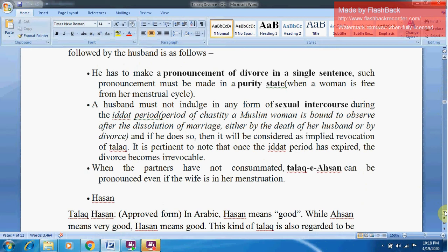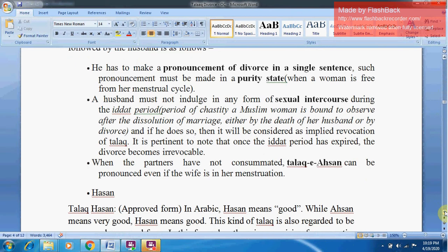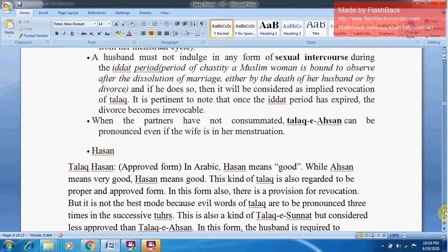The third point is, when the partners have not consummated the marriage, talaq al-ahsan can be pronounced even if the wife is in her menstruation. Those are the points where talaqul ahsan will be applicable. That is the most appropriate form, the best form.